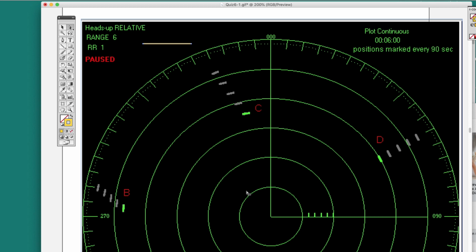So that's 0, 1, 2, 3, 4, 5, 6. That's 6 miles. So what we need to work with, our workhorse in doing this analysis, is a line. Well, I'm going to need that again. Command C, Command V. I'm going to need a line that is 0.7 miles long.